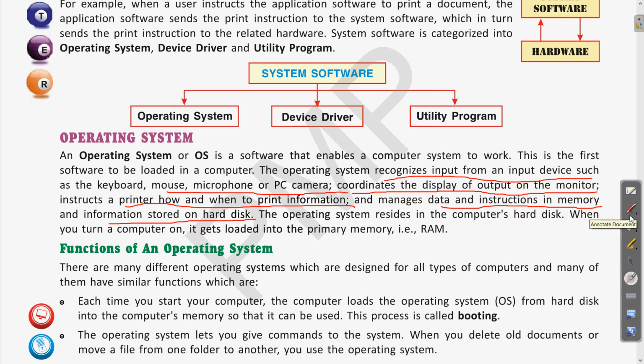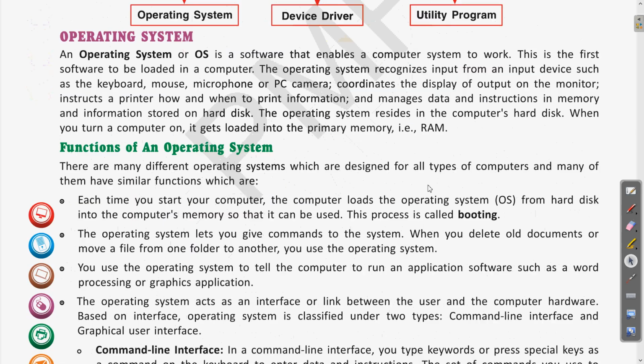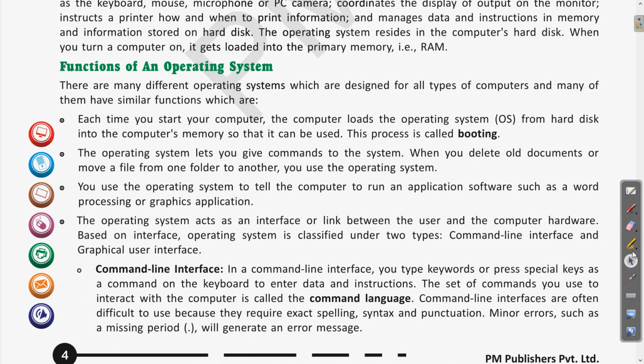Now let us see the different functions. Okay, so next is the functions of an operating system. There are many different operating systems designed for all types of computers, and many of them have similar functions. So if we talk about the functions, they have similar functions, more or less. First, each time you start your computer, the computer loads the operating system from the hard disk into the computer memory so that it can be used.